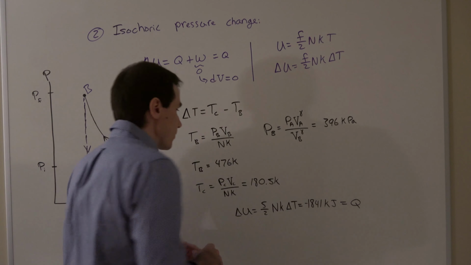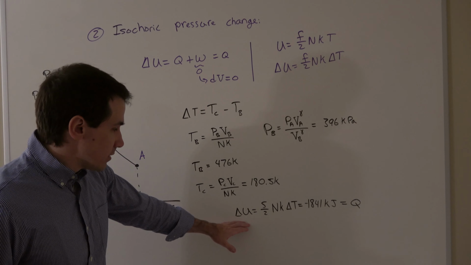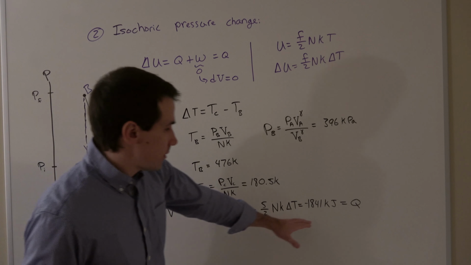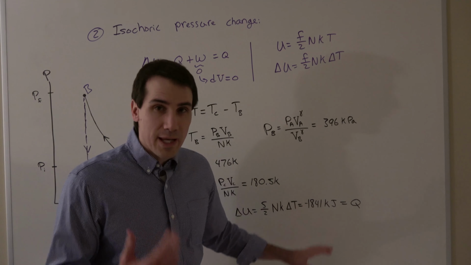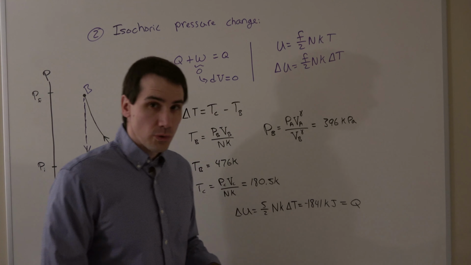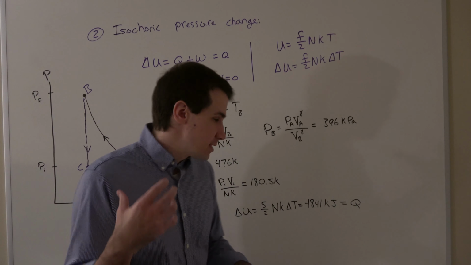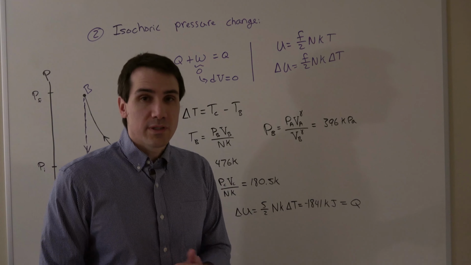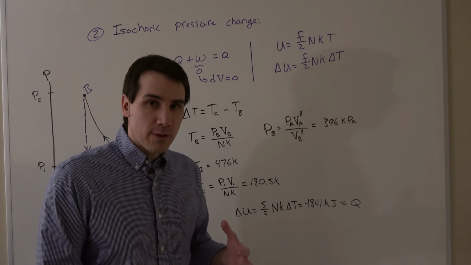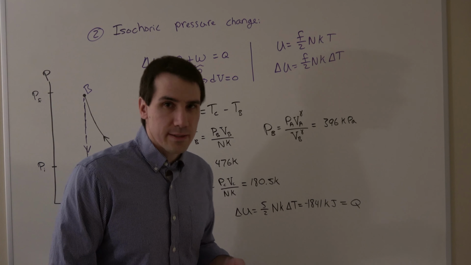because we were dropping the temperature and decreasing the pressure. Okay, now all we do is plug into our delta U equation and we find that our delta U is negative 1841 kilojoules, which is equal to the heat transferred. So there is 1841 kilojoules of heat being removed from the gas in this process.